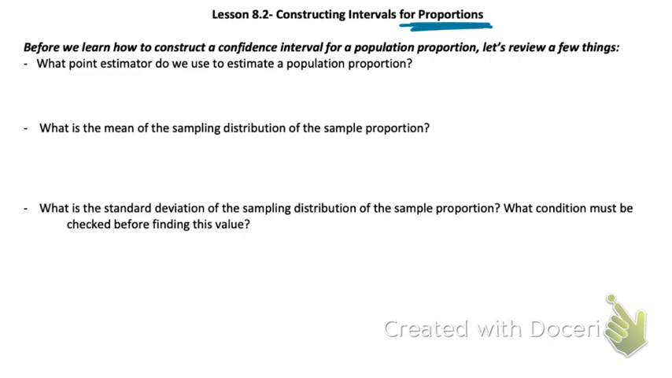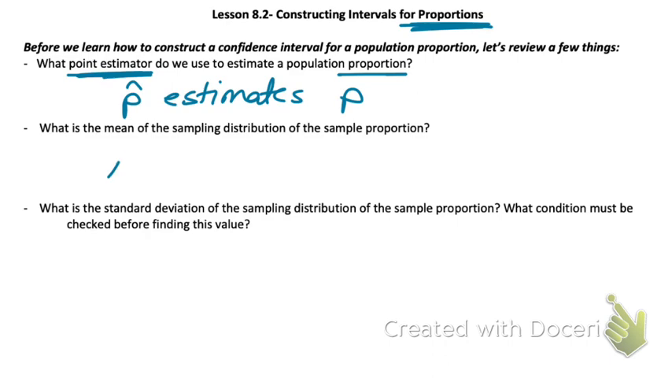Before we start, we're going to review a few things. What point estimator do we use to estimate a population proportion? Remember, our point estimators could be p hat, x bar, or s sub x. Those are the statistics that we use to estimate the population values. For proportions, p hat estimates p. Now, the mean of our sampling distribution of sample proportions, the mean of p hat, just equals the population parameter p.